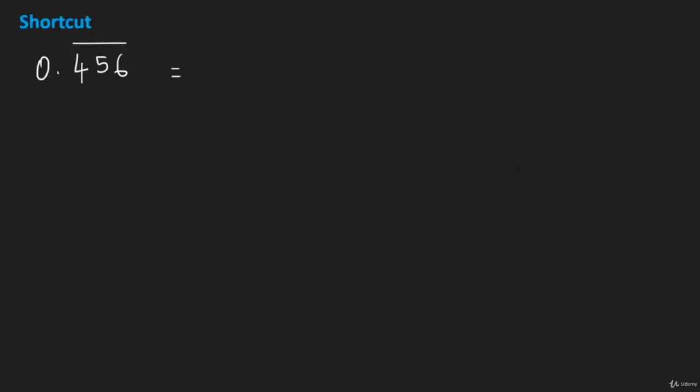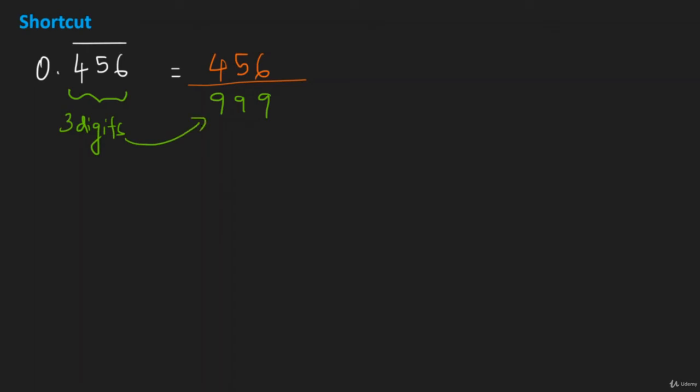Let's learn a shortcut to express a non-terminating recurring decimal in the form p by q. Let's take this example. Say you want to convert 0.456 with a bar on top of 4, 5 and 6 into the form p by q. Over here you can see that the whole decimal part is repeating, right? So you write the whole decimal part as the numerator. You have 3 digits that are getting repeated over here. Therefore you write 3 nines in the denominator, and this is your answer.